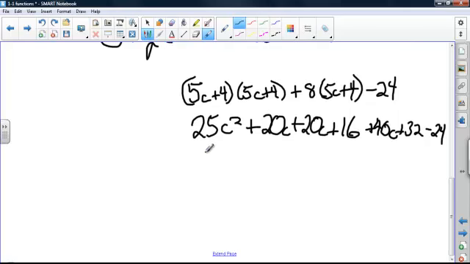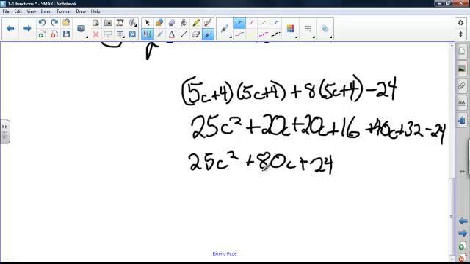So now I clean this up, combine like terms, and I end up with 25c squared plus 80c plus 24. Yeah, 24. All right, this is your final answer. You cannot clean this up anymore. There are no like terms.